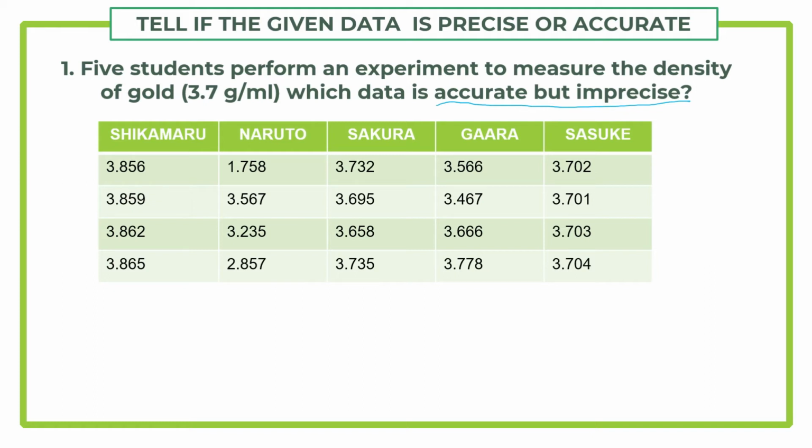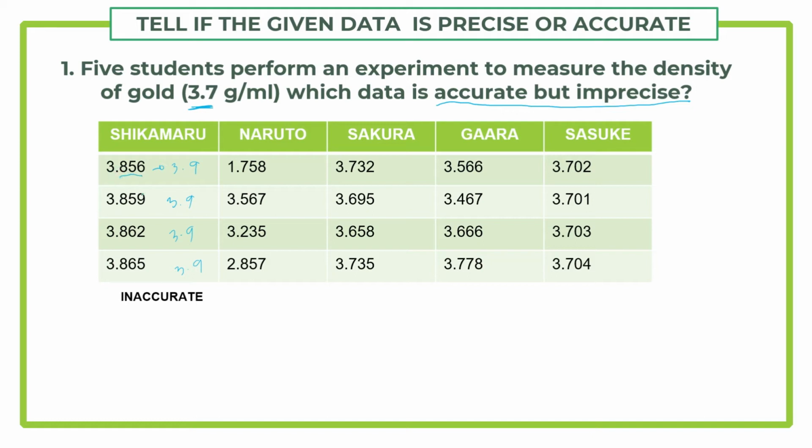So first, let's see kung ano yung mga nakuhang data ni Shikamaru, Naruto, Sakura, Gaara, and Sasuke, kung ayun ba ay accurate or precise. Okay? The first one is inaccurate. Why? Inaccurate because this is the standard value 3.7. So ang nakukuhang value dito is 3.9, another 3.9, and another 3.9.